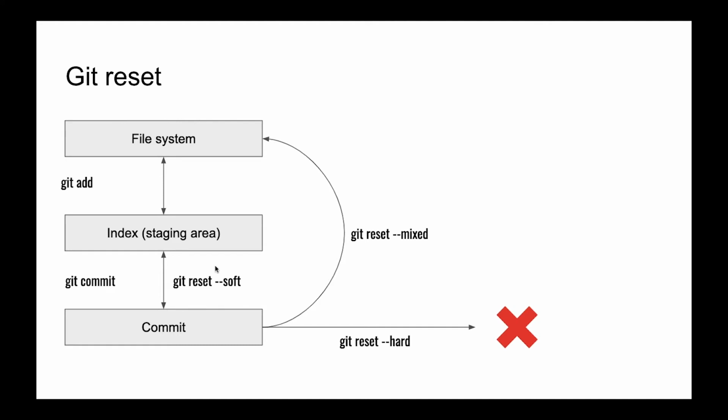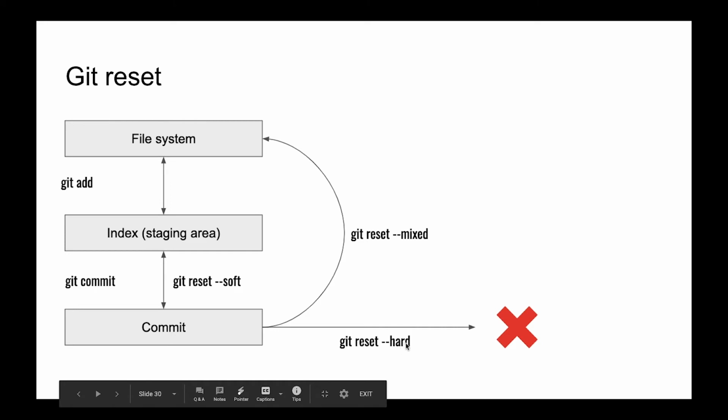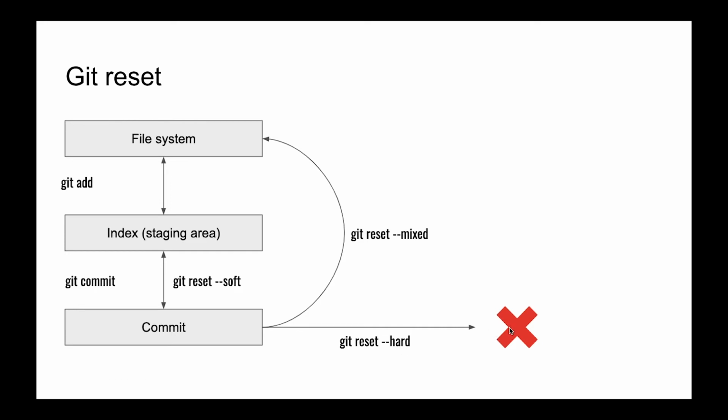So git reset has a couple of flags. Soft is the safest flag. It moves your changes from commit to index, and it's the best way if you do not want to lose something. By default, git reset works with the mixed flag, and it moves directly to the file system, and your file will be untracked for git. And there is the flag hard. Git reset hard deletes your changes completely. So be careful with this command, because if you use it, it will delete your changes, your files, and you cannot restore it.